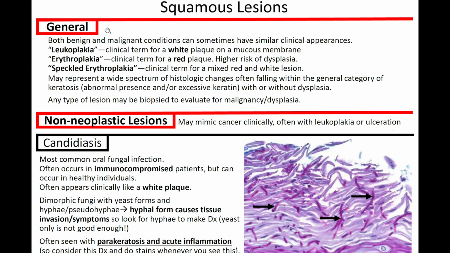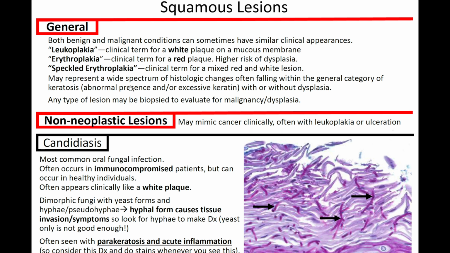First, you have leukoplakia, which is a clinical term for a white plaque on a mucous membrane. We also have erythroplakia, which is a clinical term for a red plaque with a higher risk of dysplasia, and speckled erythroplakia, which is a clinical term for a mixed red and white lesion.